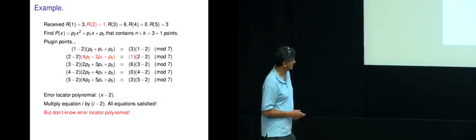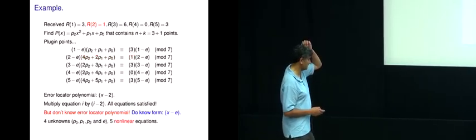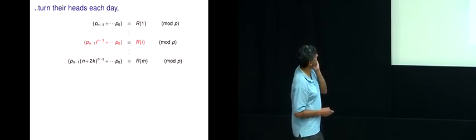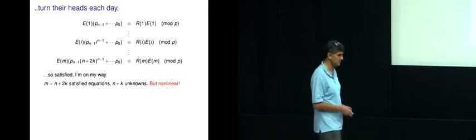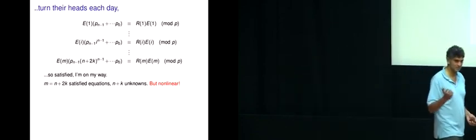Okay, so that's where we are. We have n plus 2k satisfied equations, n plus k unknowns, but they're nonlinear. Okay, so I'll give you a break now, and then we can come back.